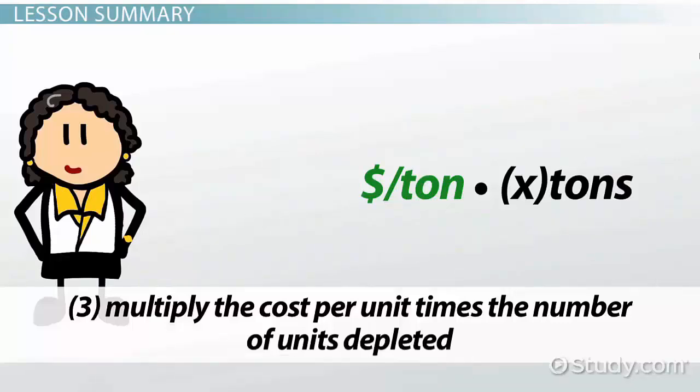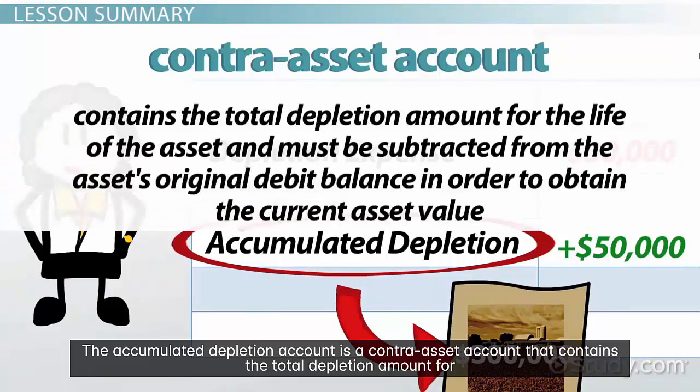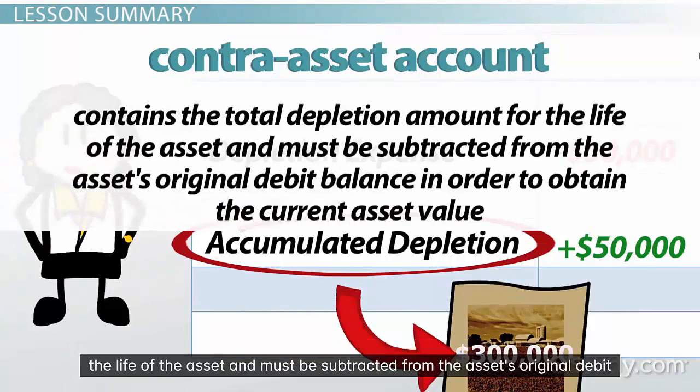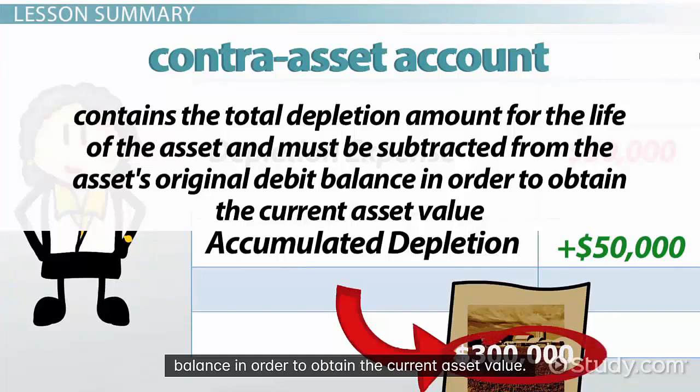The accumulated depletion account is a contra-asset account that contains the total depletion amount for the life of the asset, and must be subtracted from the asset's original debit balance in order to obtain the current asset value.